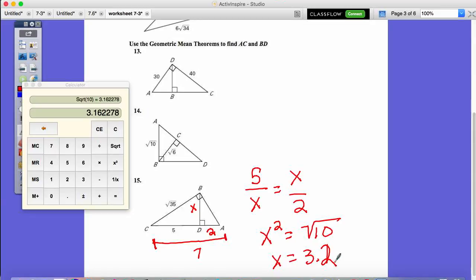So that should do it. That's a good overview of the problems on this worksheet.